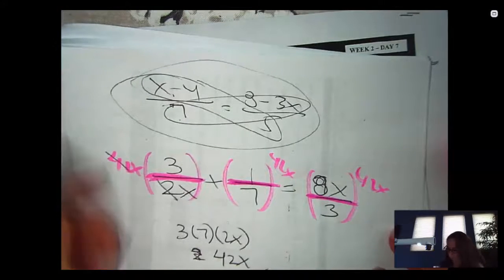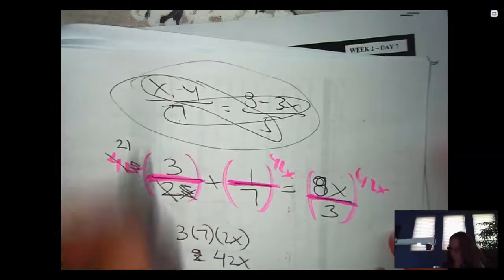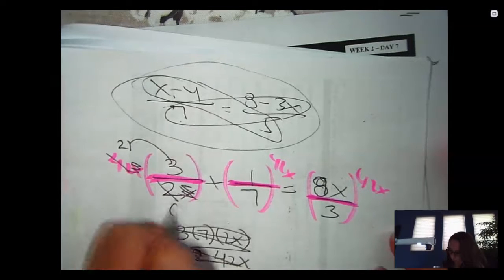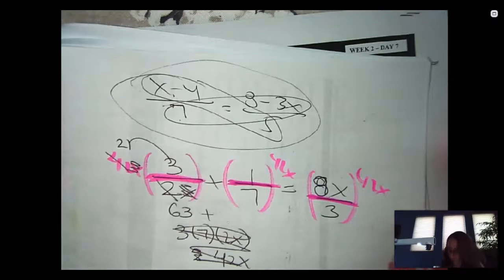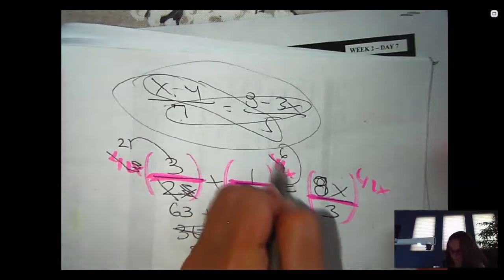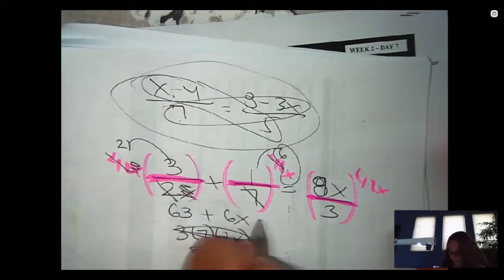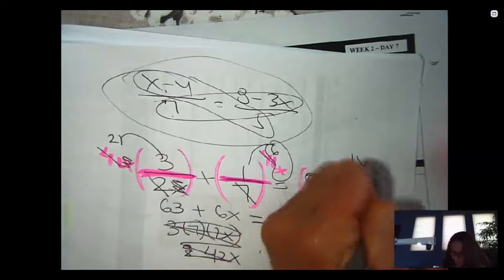42 goes into 2 21 times, and the x is gone. 21 times 3, 63. The fraction's gone, and the x was gone. Okay? 42 goes into 7 6 times. I couldn't get rid of the x. So 6x times 1, 6x. And then 3 goes into 42, 14 times.